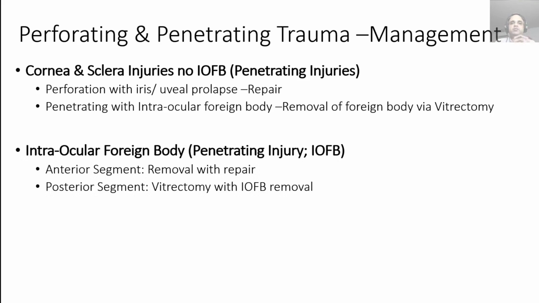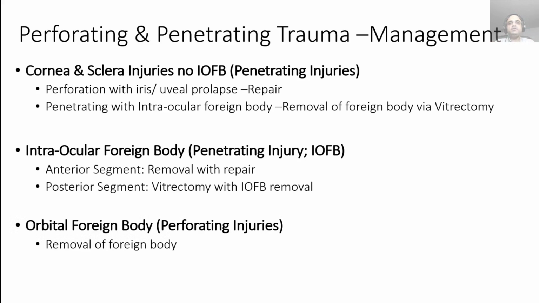If you have an intraocular foreign body, or you suspect that the patient has an intraocular foreign body based on the history, radiological investigation must be done to locate those foreign bodies. And if you have a foreign body in the anterior segment, it must be removed with repair, just like repair of the sclera or the cornea. If you have a foreign body in the posterior segment, you need to do vitrectomy with the removal of the intraocular foreign body. The intraocular foreign bodies must be removed because either they can cause toxicity or endophthalmitis, or even both.